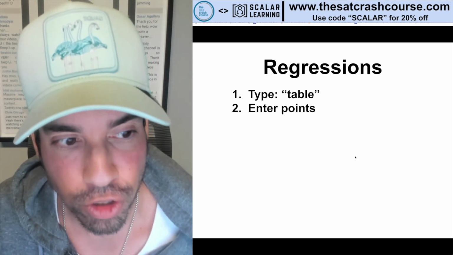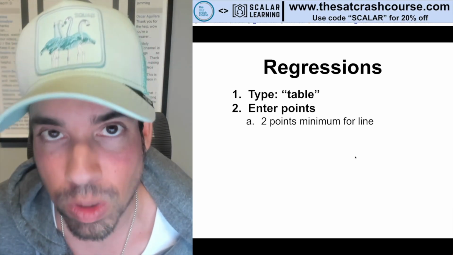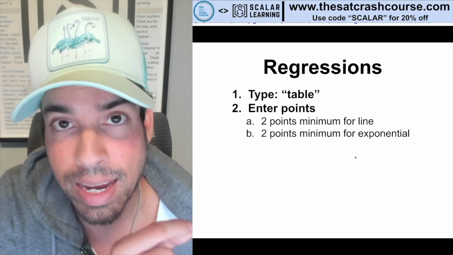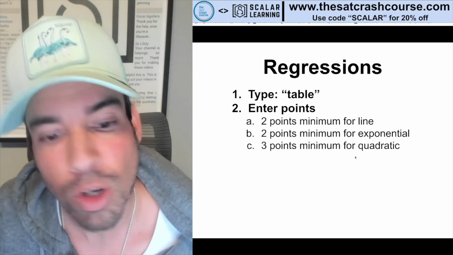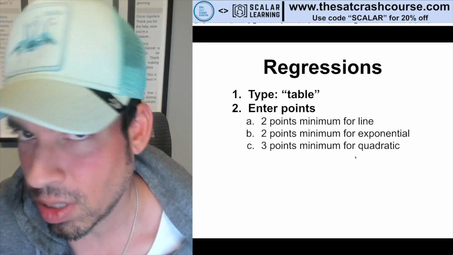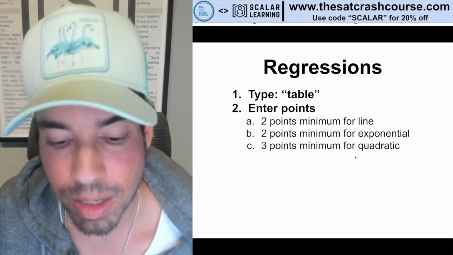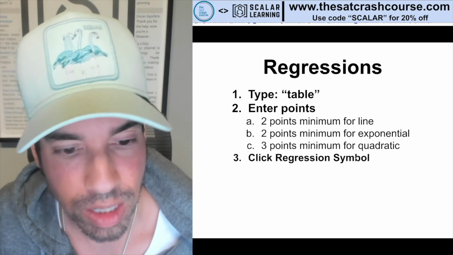Once that happens, you enter the points that are given in a question. You need 2 points only for a line, and 2 points only for an exponential in a times b to the x format, like a traditional exponential. For a quadratic, though, 2 is not going to be enough. You need 3 points to generate an accurate quadratic regression. Then you're going to click the regression symbol.